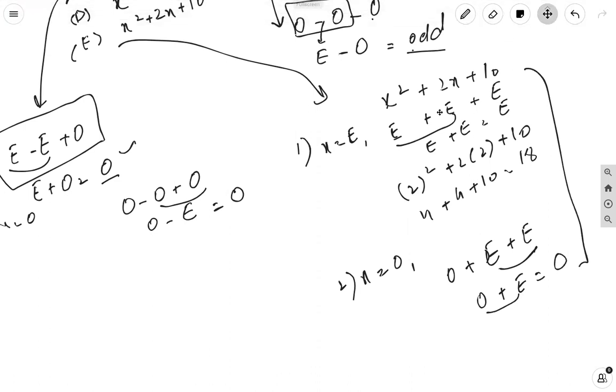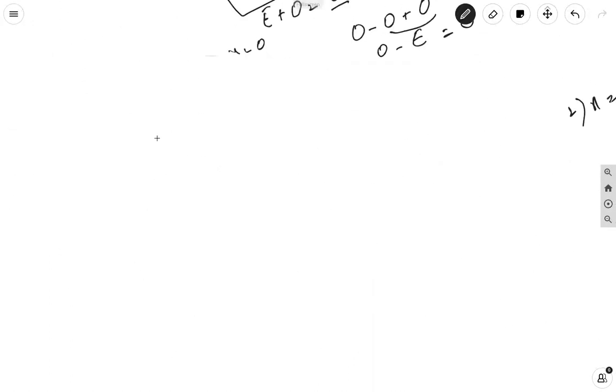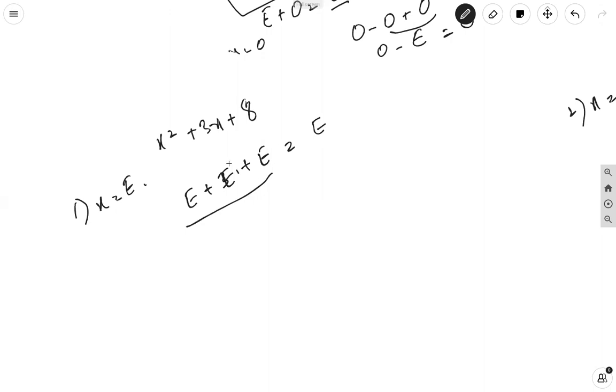Now we are just left with D, which is x square plus 3x plus 8. Now let's consider the two cases. X is even, right? So even plus even, the result will be even, right? Even plus even is even, and even plus even result is even. Take any value. Let's suppose if I take 2, this will become 4, this will become 6, this will become 8. So this will become 18, again even.